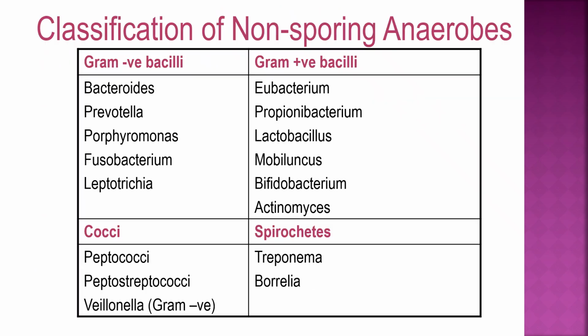So they are gram-negative bacilli. In that, Bacteroides, Prevotella, Porphyromonas, Fusobacterium and Leptotrichia are present. Then in gram-positive bacilli, Eubacterium, Propionibacterium, Lactobacillus, Mobiluncus, Bifidobacterium and Actinomyces are seen. Then in cocci, Peptococci and Peptostreptococci are gram-positive cocci, and the gram-negative coccus is Veillonella. And in spirochetes, Treponema and Borrelia. So these are the examples or classification of the non-sporing anaerobes.